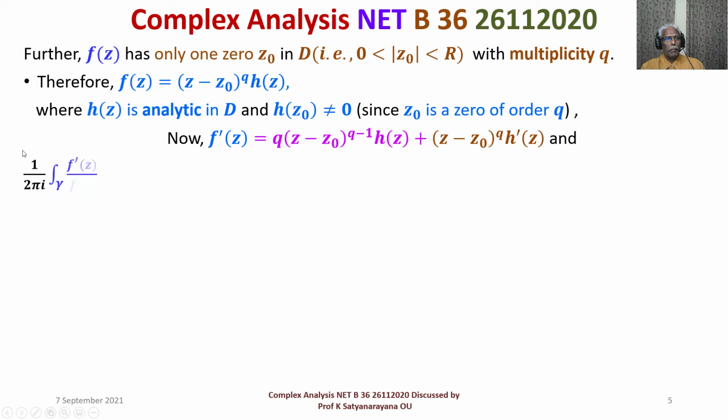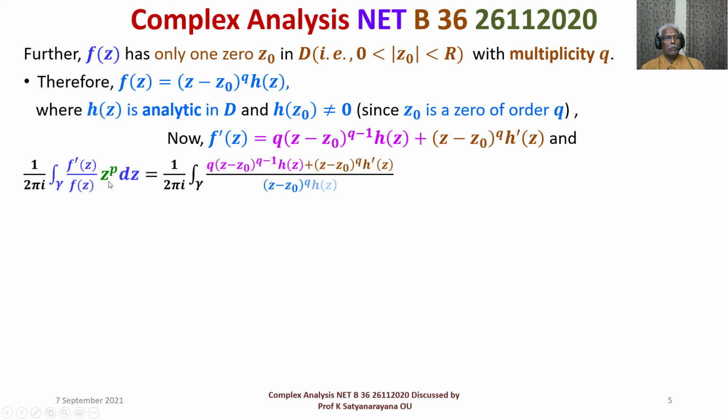Now (1/2πi) times the integral taken round gamma of f'(z)/f(z) z^p dz equals (1/2πi) times the integral taken round gamma of f'(z), which is this whole thing, divided by f(z), which is (z - z0)^q h(z), times z^p dz. Now separate: the first term by this, and the second term by this.